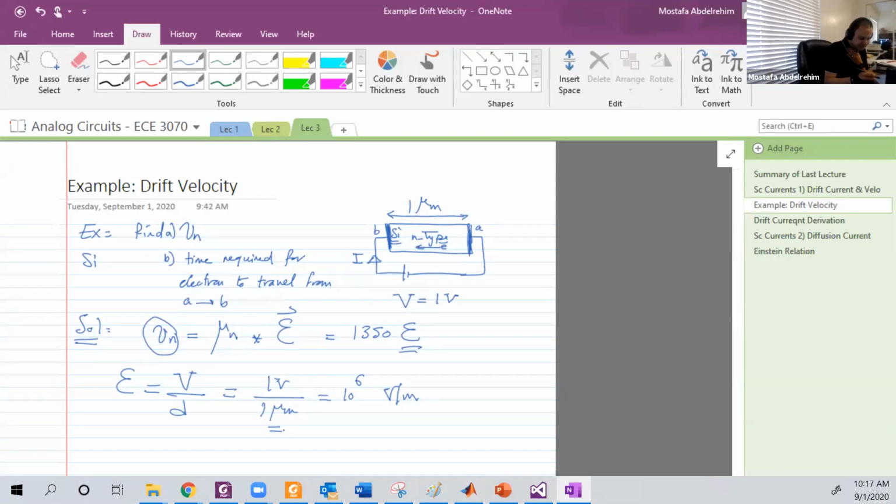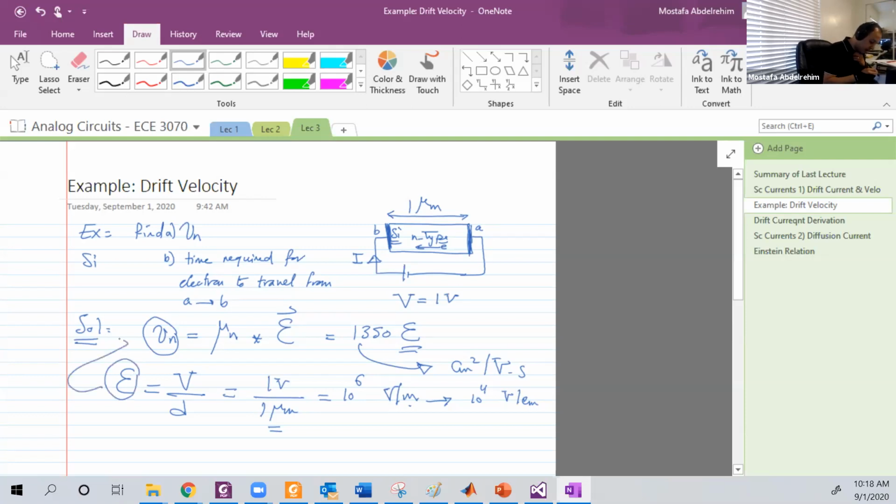If you remember from last time, this mu is measured in centimeter square per volt second. Since we usually use centimeter in this course, it's better to convert this to centimeter. So this will be multiplied by 10 to the power 2. So this is 10 to the power 4 volt per centimeter. Okay, good. So we know epsilon.